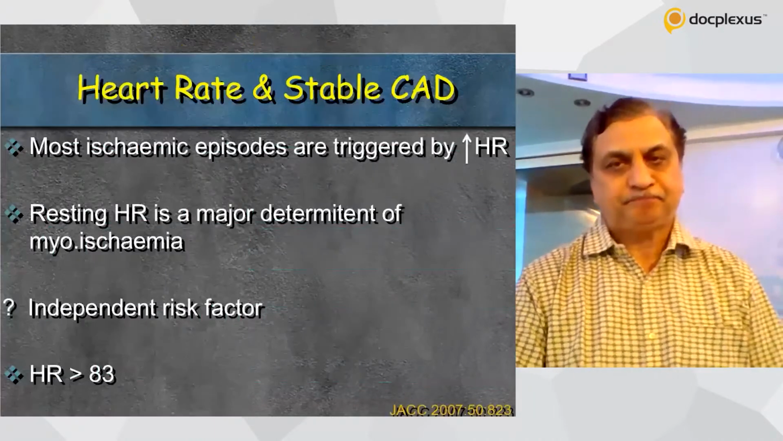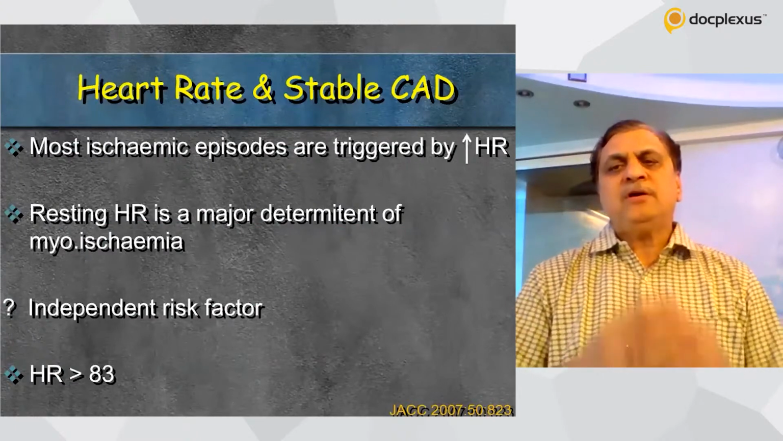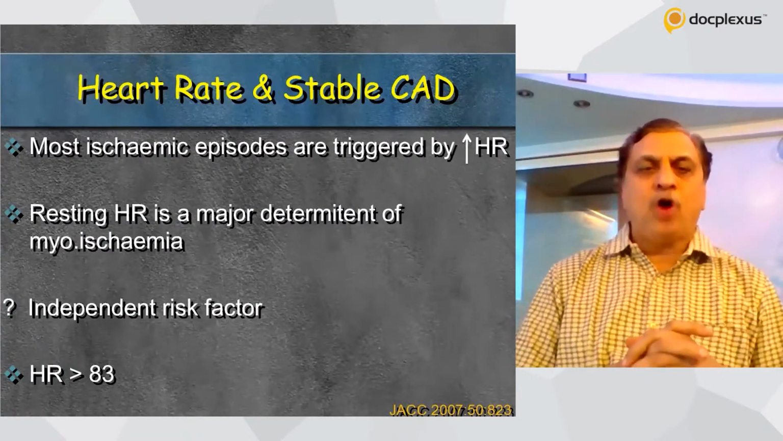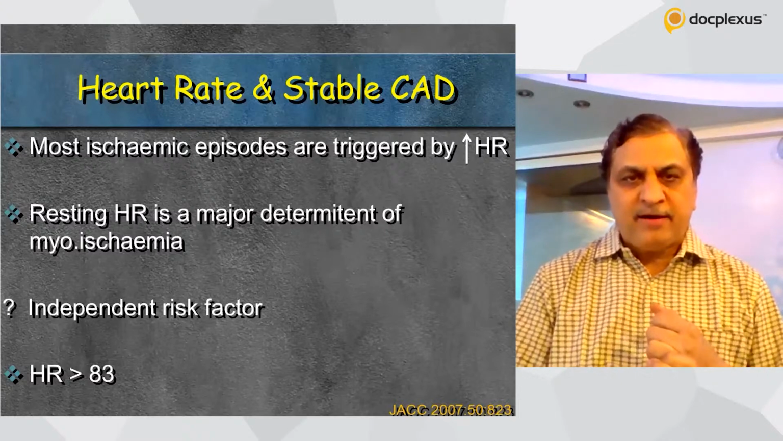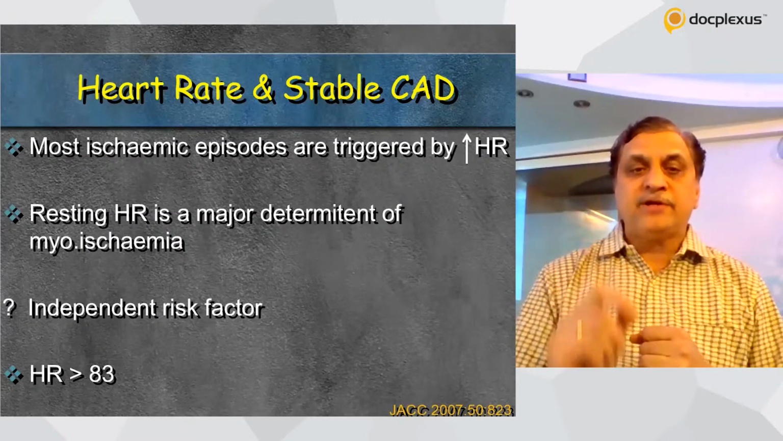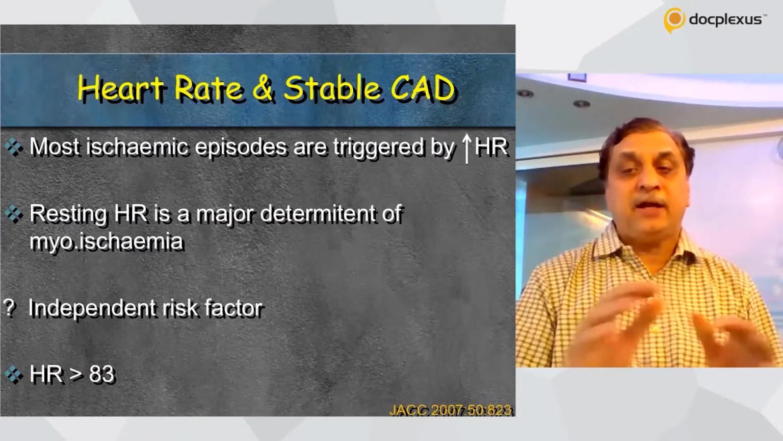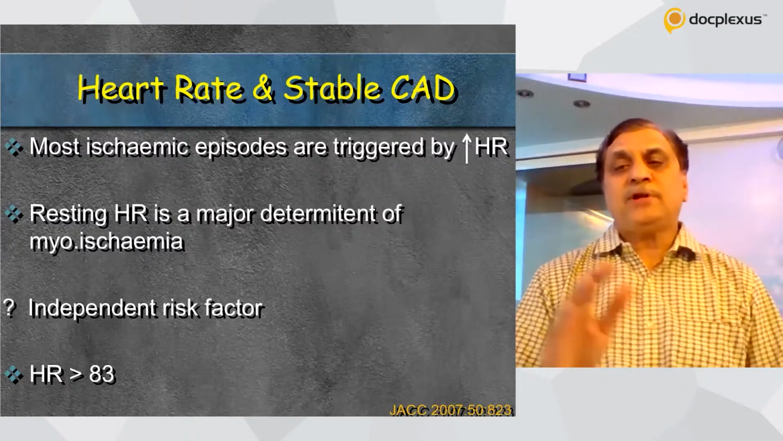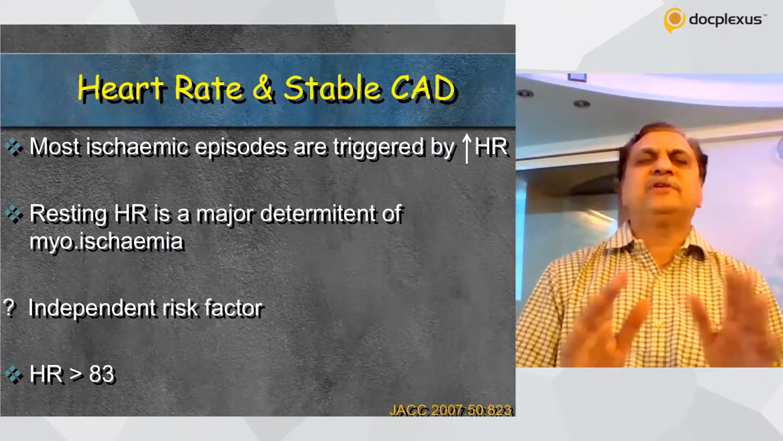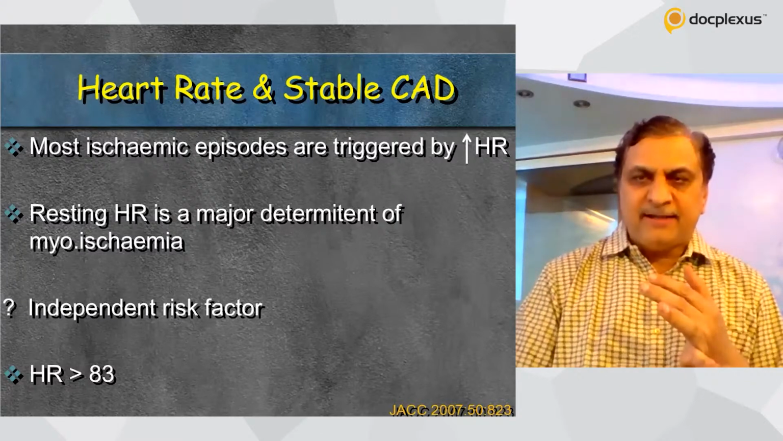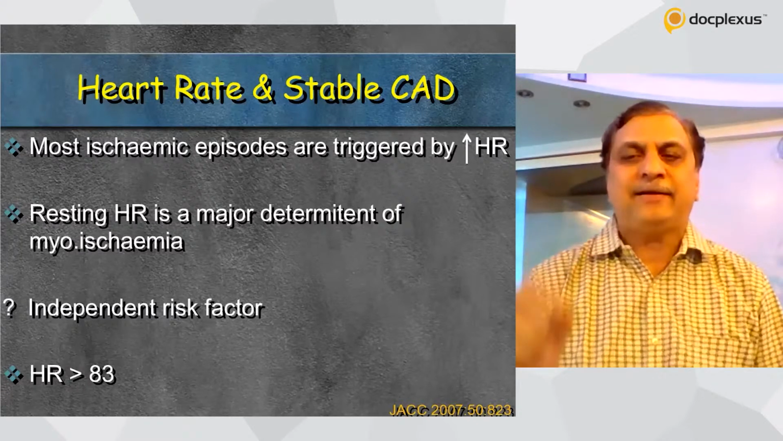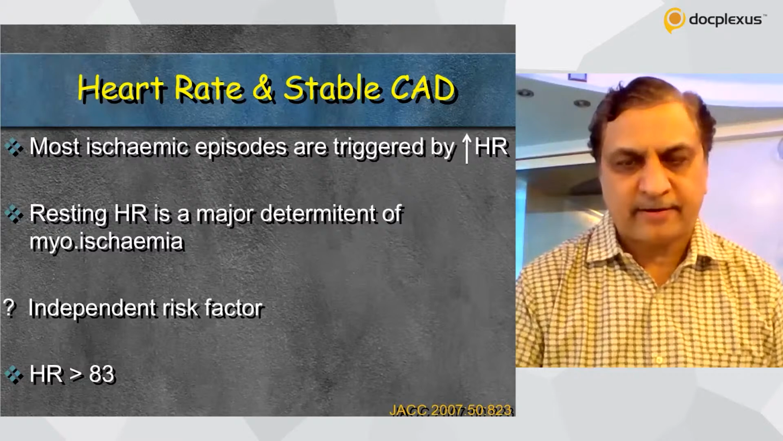Now, coming to the clinical structure of stable angina, we all know most ischemic episodes are triggered by increased heart rate. Resting heart rate is a major determinant of myocardial ischemia. And now, heart rate more than, when I say higher heart rate means in most of the studies, more than 83 or 85, and in some studies, more than 90 at rest is the risk factor. Okay.